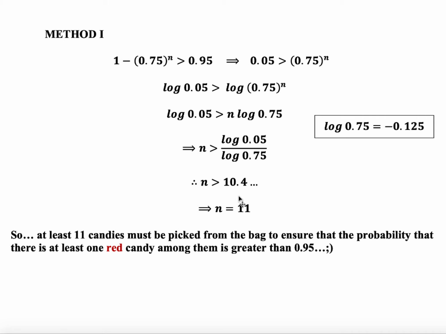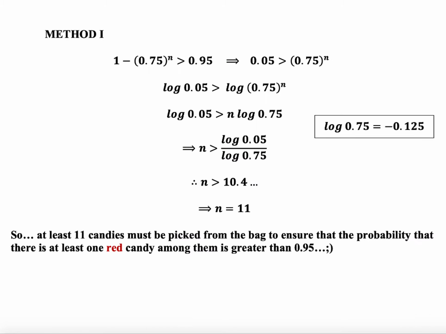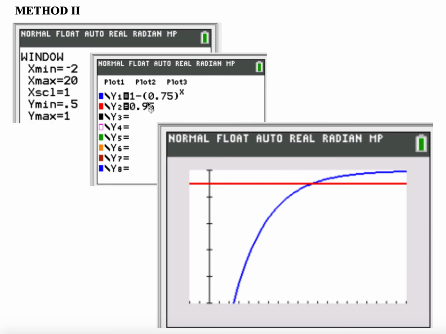There is another way. If you don't like the logarithmic way, there's a method that deals with simply saying, okay, we're trying to resolve where this left-hand side is greater than this right-hand side. So I have not even done any algebra. So that's going to go into the GDC as y sub 1. That's going to go in as y sub 2. And here we are right here with those representations.